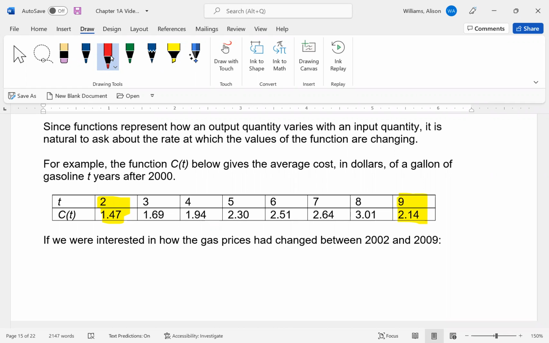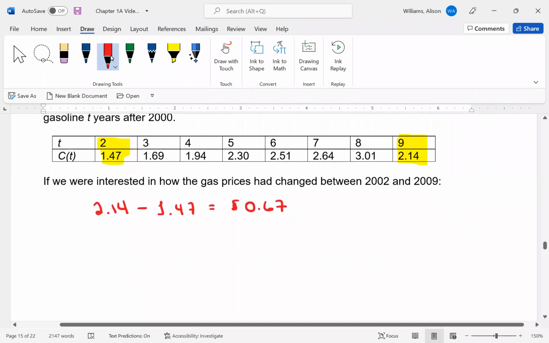We want to find out how the gas prices have changed between those 2 years. So that means I'd just be subtracting 2.14 minus 1.47. That would be, let's see, 67 cents. So the gas price had raised 67 cents in that period of time, or for a 7-year period.